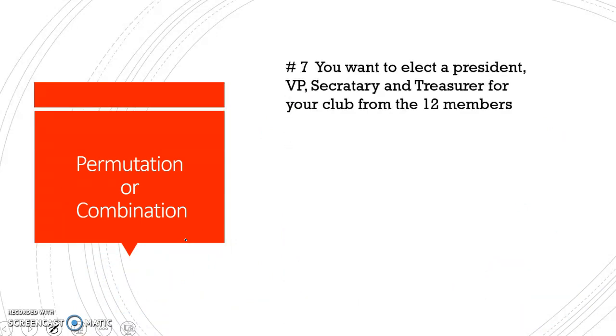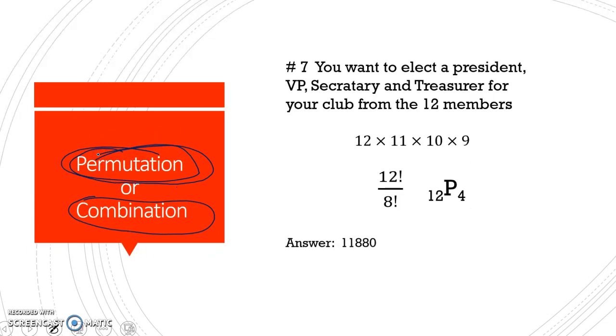All right, let's try one of these and see if we can figure out if it's a permutation or combination. It says you want to elect a president, vice president, secretary, and treasurer from your club of 12 members. The first thing we have to figure out is, is this a permutation or a combination? If you have Al, Bill, Chris, and Dan, and Al's the president, Bill's the vice president, Chris is the secretary, and Dan is the treasurer, is that different than if I mix up the order? It would be. We want a specific person as the president, and another specific person as the vice president. So here order matters.